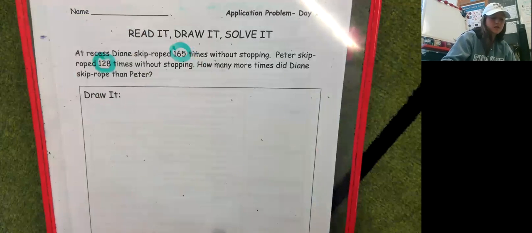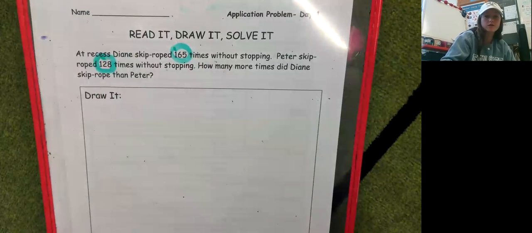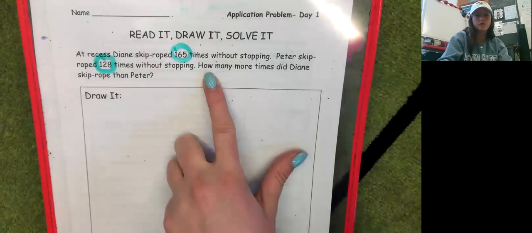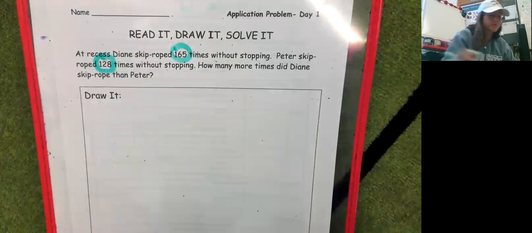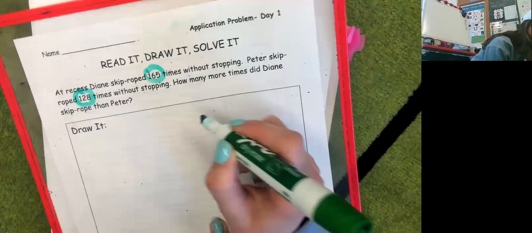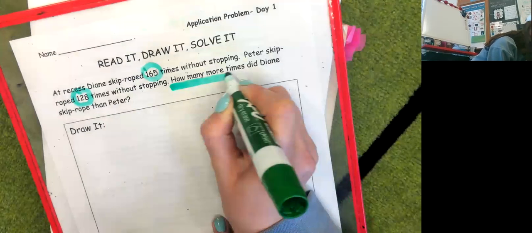And my question is asking me, how many more times did Diane skip rope than Peter? Now remember, this part of the sentence right here is so important: how many more times? That's asking us to figure out how many more times she skipped rope than Peter did, because we know Diane skipped more than Peter. So I'm going to underline where it says how many more times.